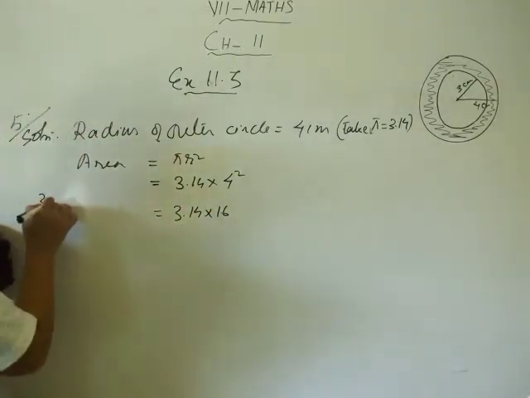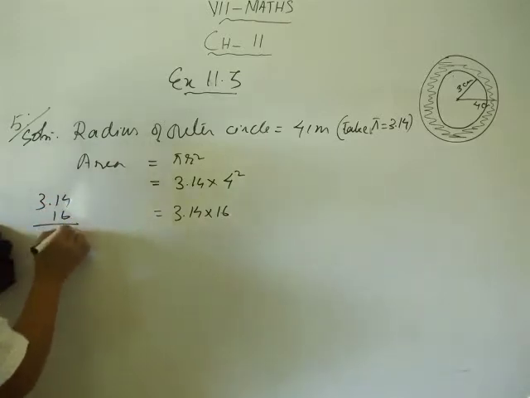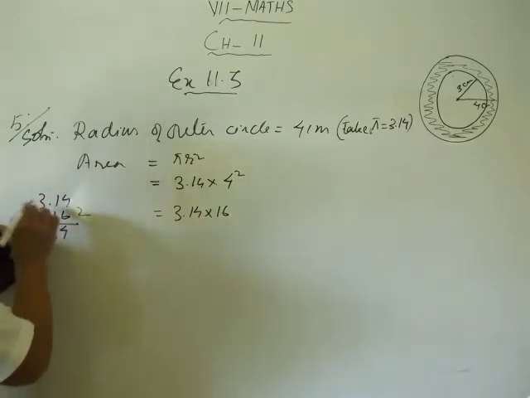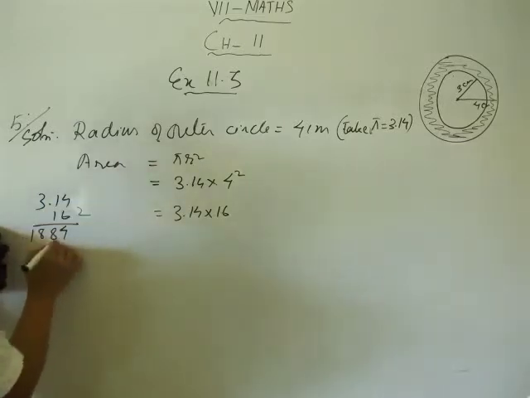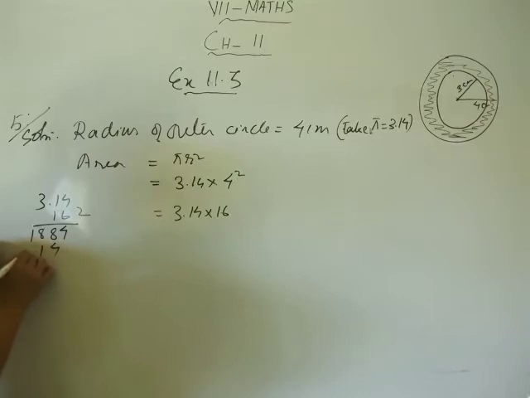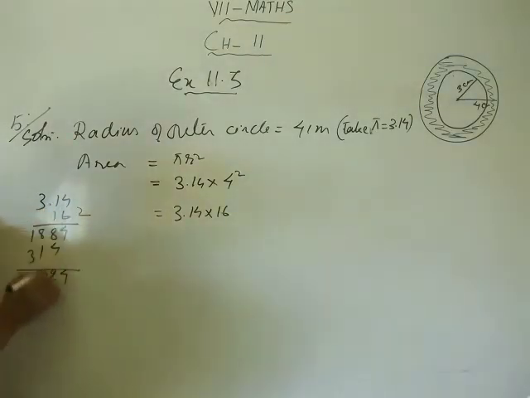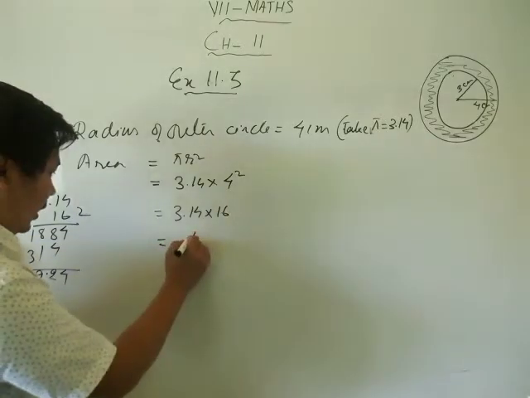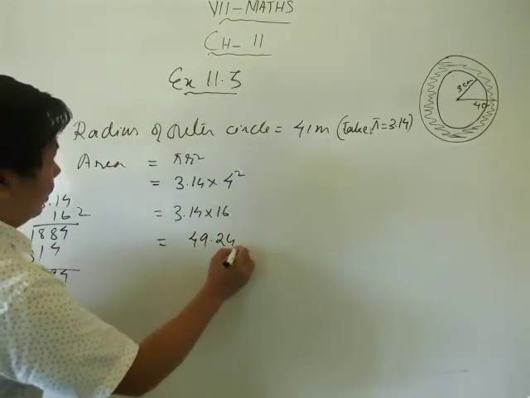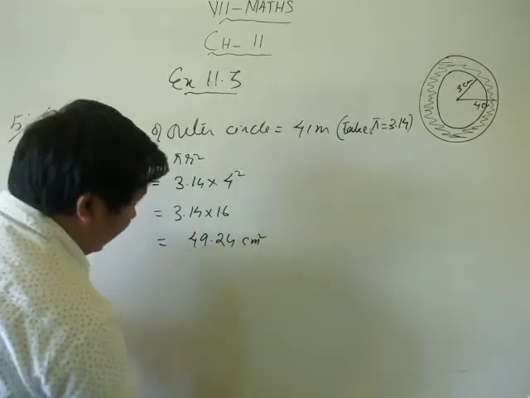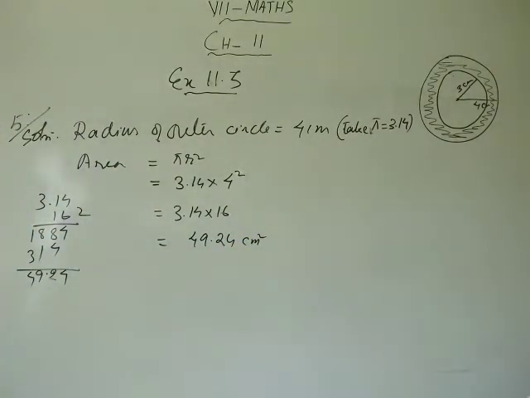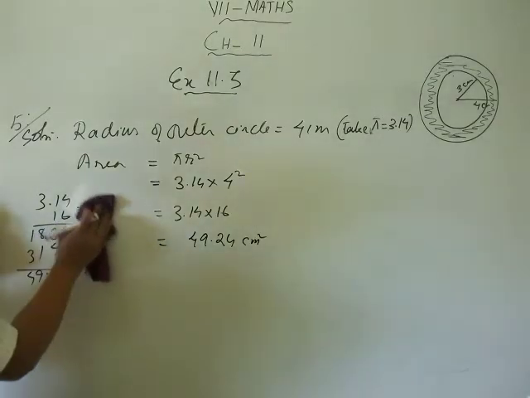How much are we getting? Let us see. 16, 6 4s are 24, 2 and 8, 6 1s are 6, 1 and 8... So now we get here 49.24 centimeter square is the area of the outer circle. Now we get the area of the outer circle.